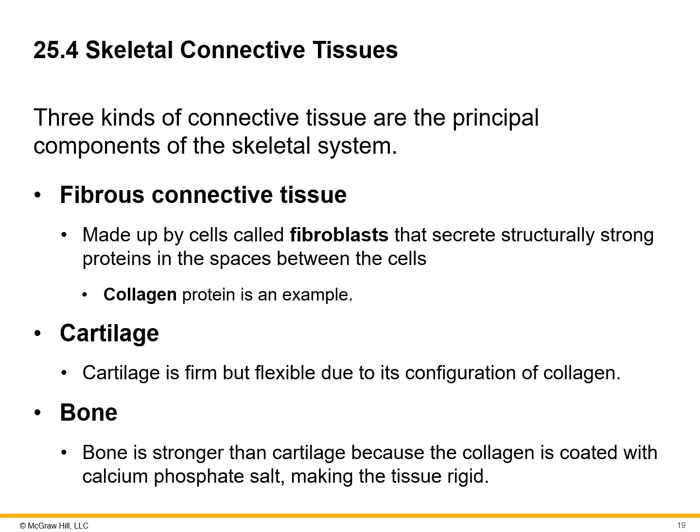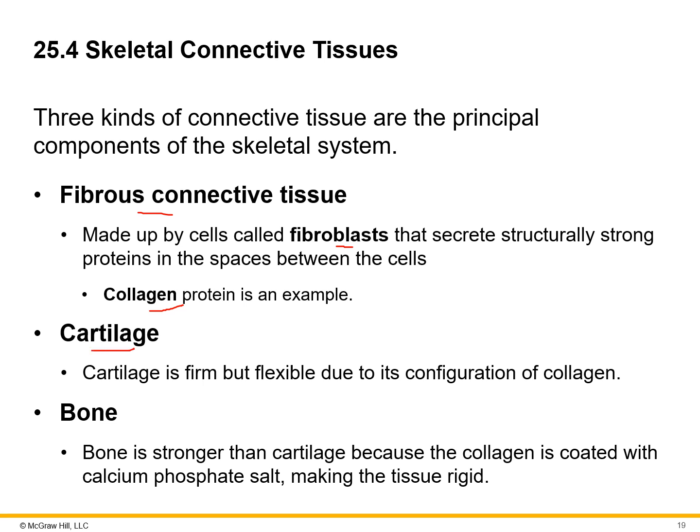Looking now at our skeletal connective tissue, a few different types here. So we have fibrous connective tissue, which is made up of fibroblasts. They're going to be secreting the protein in between cells. Collagen is a good example of one of these fibrous connective tissues.